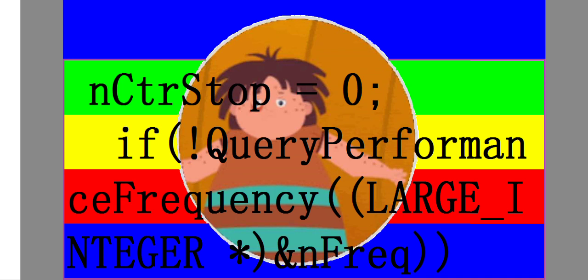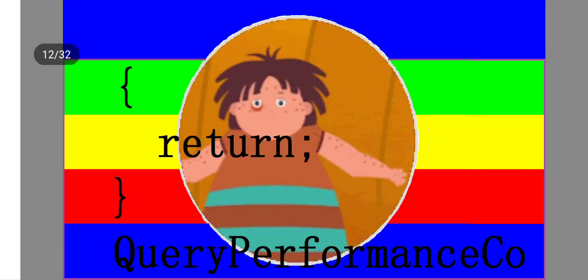We call Windows API query performance frequency. The parameter is nfreq. Return. If it's failed, we will return semicolon. Query performance frequency.